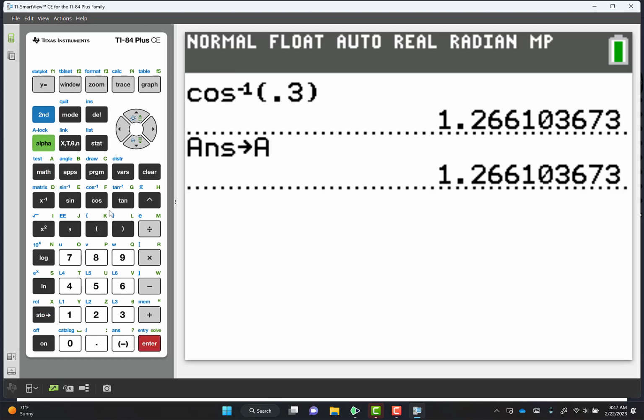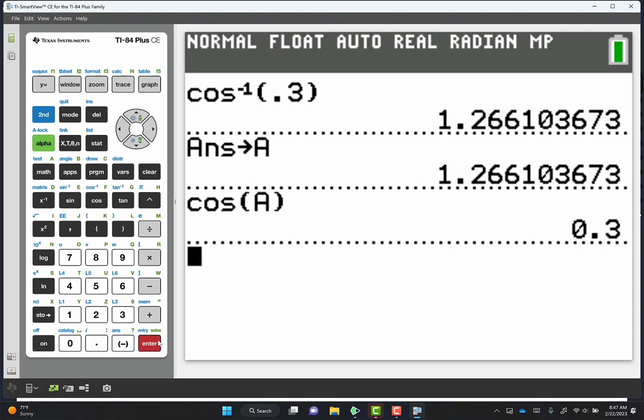So check it out. Here's what they're telling me: if I go cosine of A, it's going to give me 0.3, right? So cosine of A, I better get 0.3. And you do. So now look at this. Cosine of 2A. Didn't we just calculate this right now? And didn't we get a negative 0.82? Well, look at this.